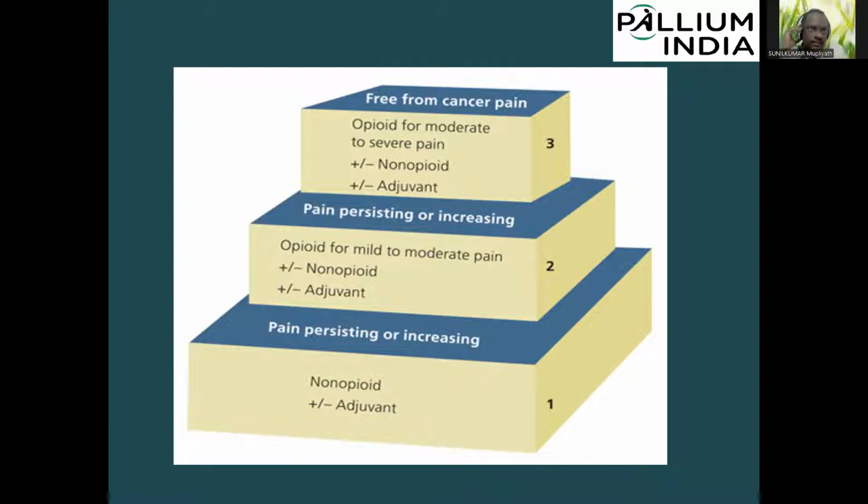And you have to understand that according to the NDPS Act, we have six essential narcotic drugs notified under this. So out of these six, three are methadone, morphine, and fentanyl. And the rest three are codeine, oxycodone, and hydrocodone. So we don't have oxycodone or hydrocodone. And codeine is an opioid which is used in step two, that is, opioids for treating mild to moderate pain.